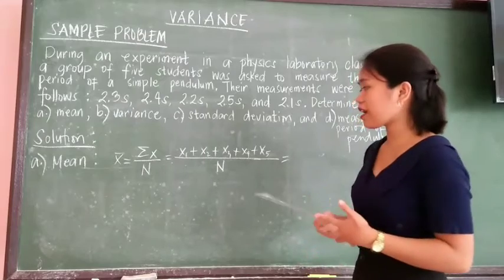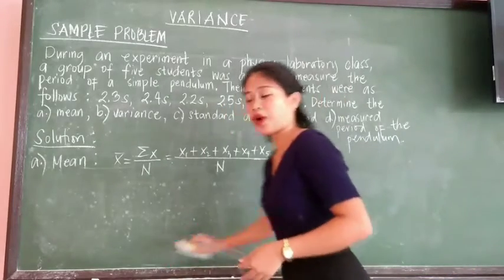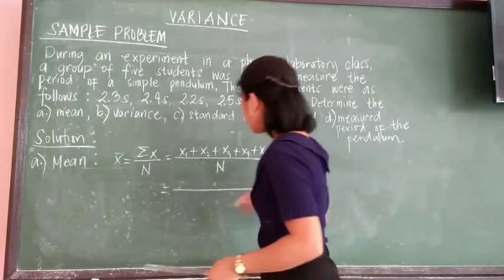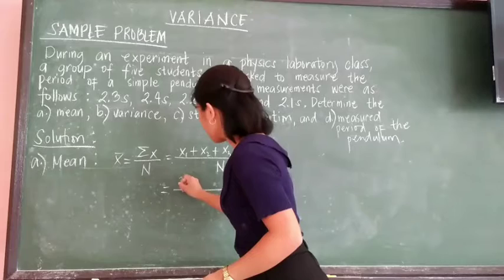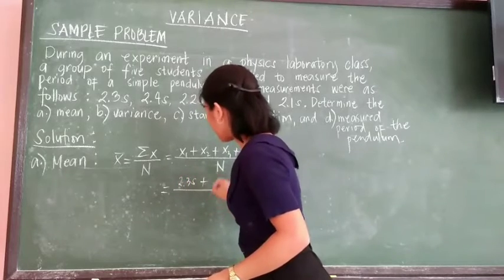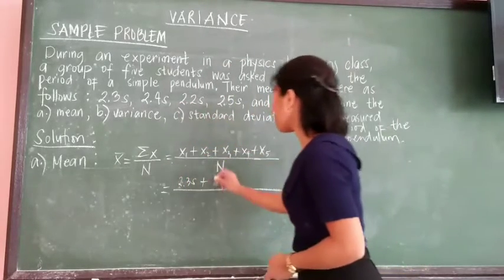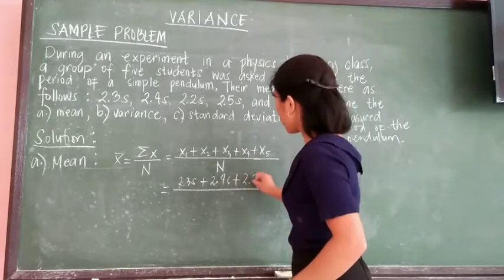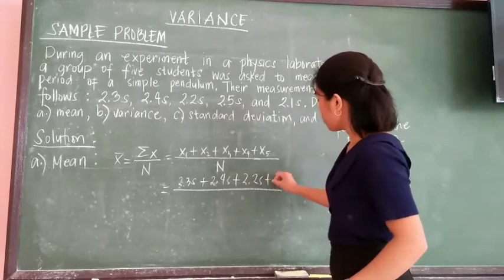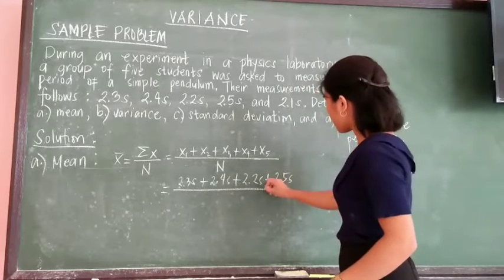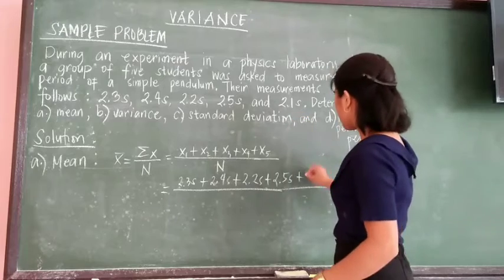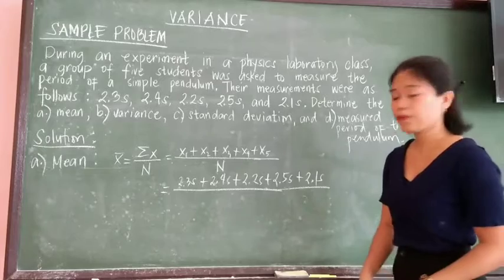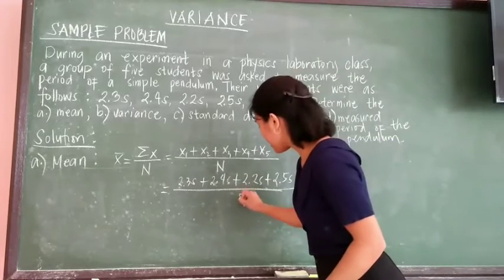So, next thing is the substitution process. X sub 1 is 2.3 seconds. X sub 2 is 2.4 seconds plus 2.2 seconds plus 2.5 seconds plus 2.1 seconds over n. Again, n is 5.